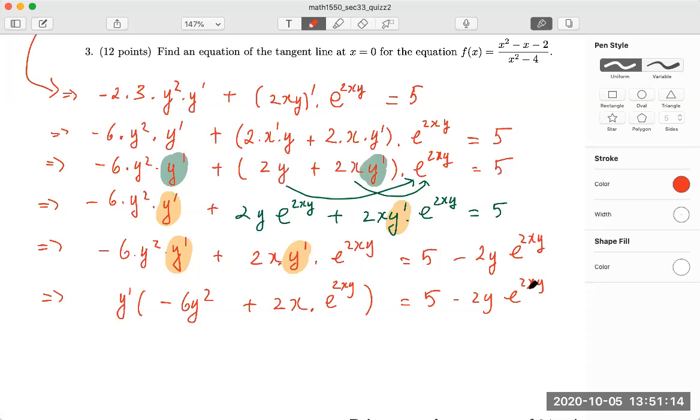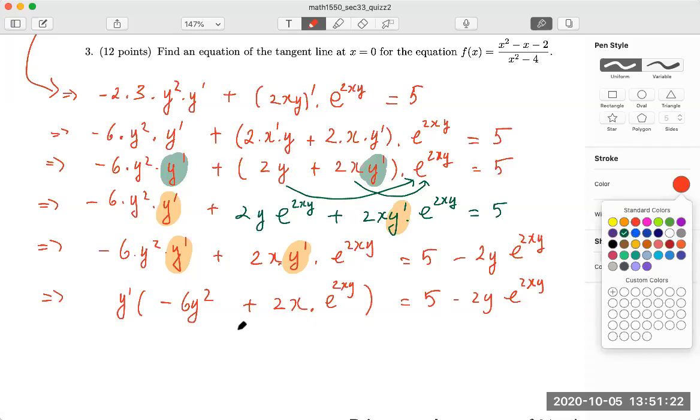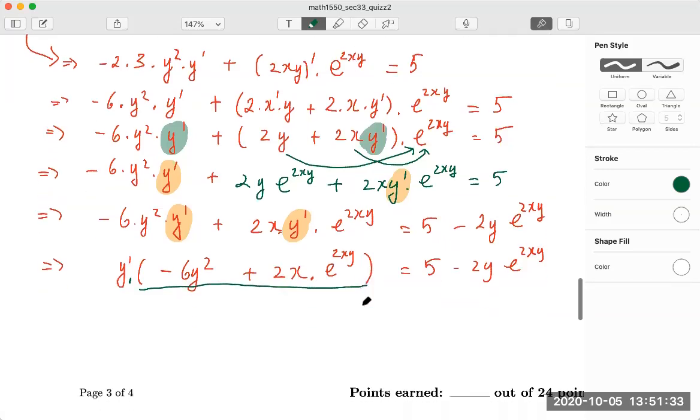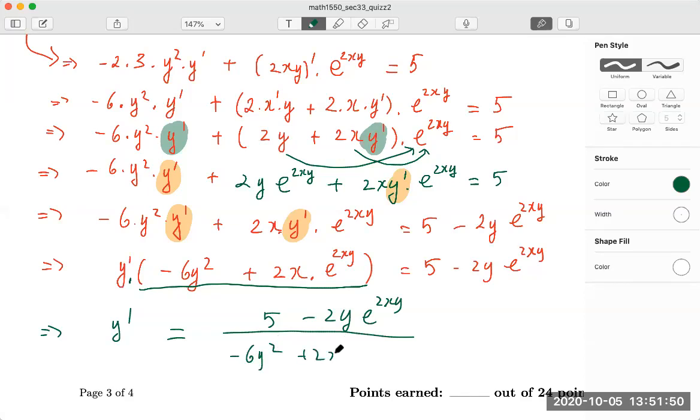So now we want to find y prime, okay? So what should we do to find y prime in this case? This is a product. And say it again, please. Very good. This is a factor. So if we divide both sides by this amount, we are able to find y prime. It will be 5 minus 2y e to the 2xy divided by negative 6y squared plus 2x e to the 2xy. And that's it.